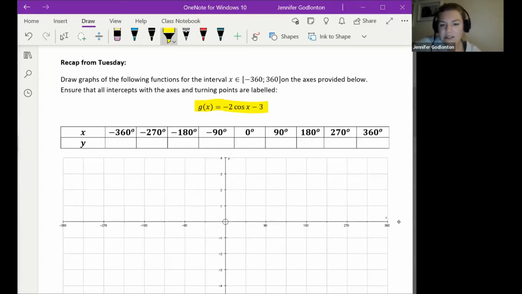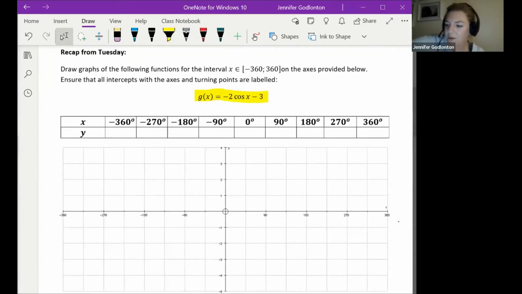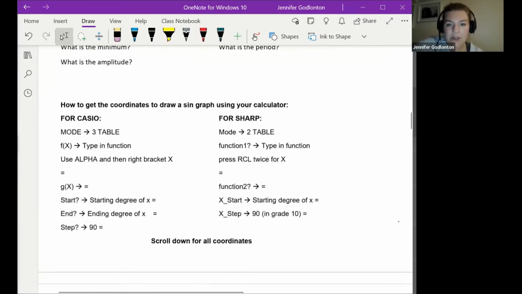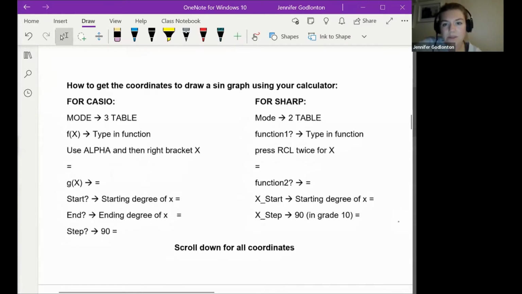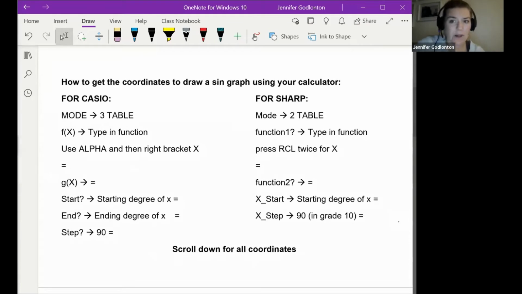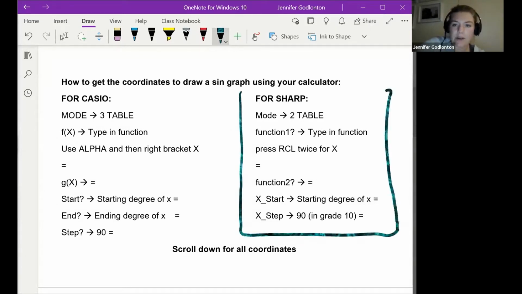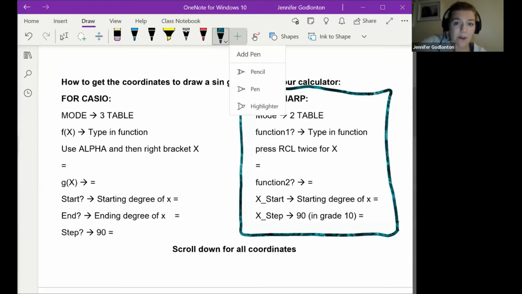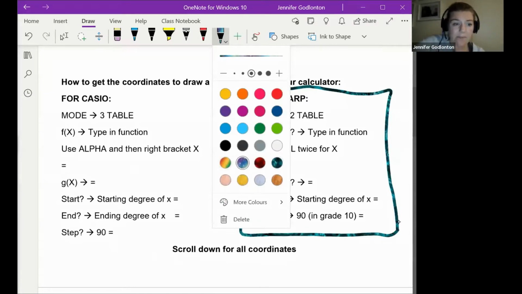Okay, so it's -2 cos x minus 3. Now what I've done, and you can take screenshots of this to try and help you, is I've written how you can do it on your calculators. So I promised those of you on Tuesday, if you have a sharp calculator, how to find this table mode. So if you are a sharp calculator user, these are the steps you're going to follow. I can't show you on my calculator because I don't have a sharp. But if you follow those steps, you should be fine.